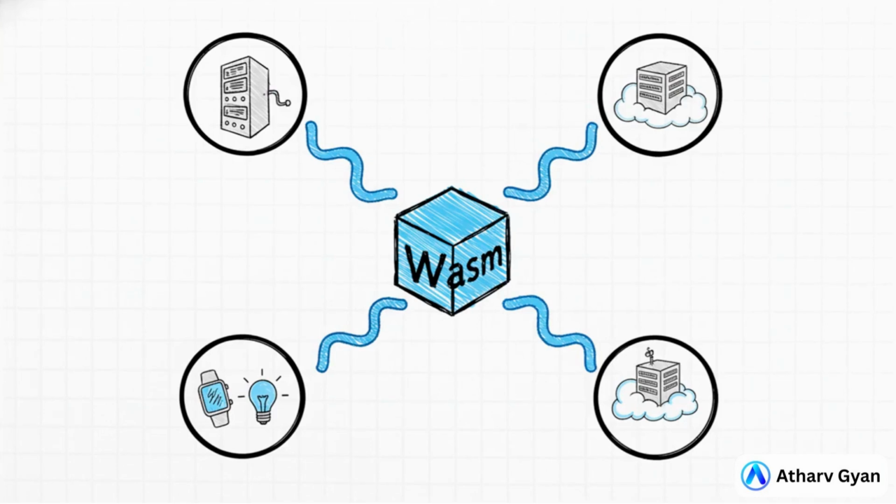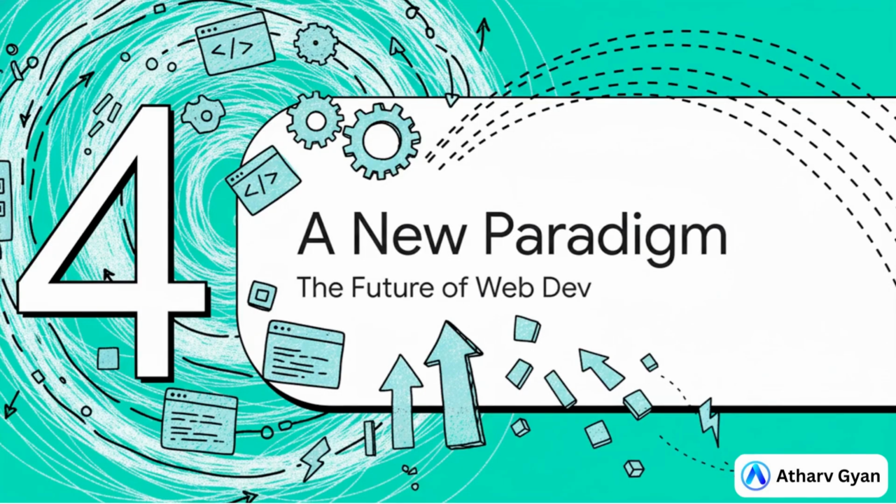And believe it or not, Wasm is breaking out of the browser. Because it's so secure, efficient, and can run anywhere, people are starting to use it everywhere, from tiny Internet of Things devices to massive cloud servers. It's actually on its way to becoming a universal way to run code. So when you put all of these pieces together, you start to see that this isn't just some small improvement. It's really the beginning of a whole new way of thinking about what the web can even do.